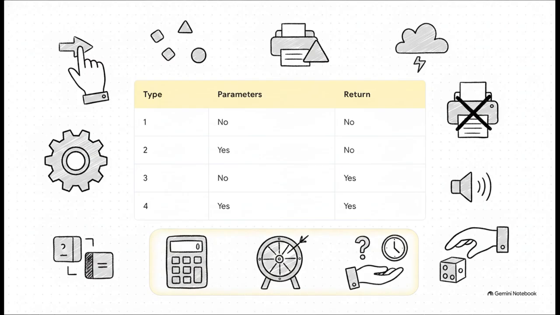And then there's Type 4. This is the most common one. It has both parameters and a return value. This is your classic calculator function. You pass it two numbers, it crunches them, and hands you back the sum.